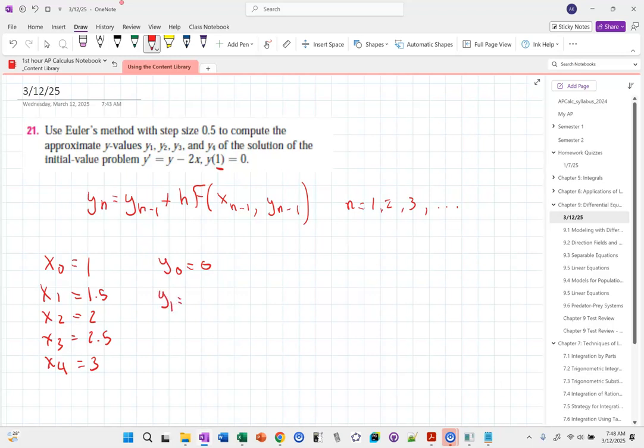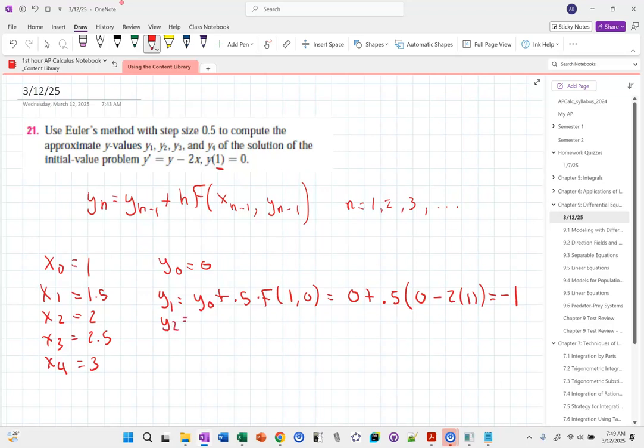So y1 should be y0 plus 0.5 times f of 1 comma 0, right? Okay, so that's going to be 0 plus 0.5 times 0 minus 2 times 1. So that comes out to be -1. And then I'll just repeat the process then.